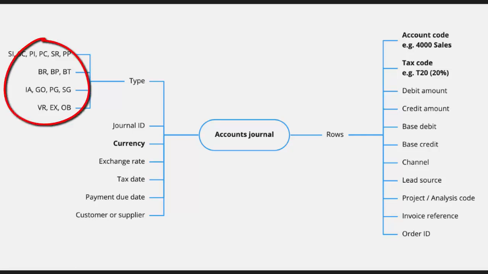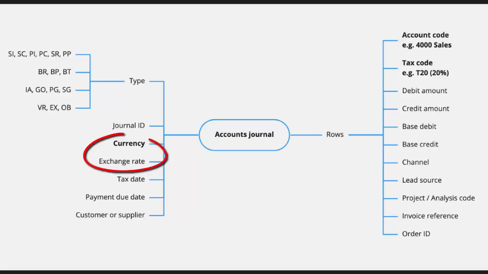Each journal has a type, which is a 2-character code. There are sales and purchase codes, banking codes, inventory codes, and other codes for things like tax returns, expenses, and opening balances. There's an internal journal ID too, so that you can quickly see the sequence in which journals were created. Brightpearl supports multi-currency accounting, so each journal has a currency and exchange rate. For invoice journals, there's a tax date and a payment due date.